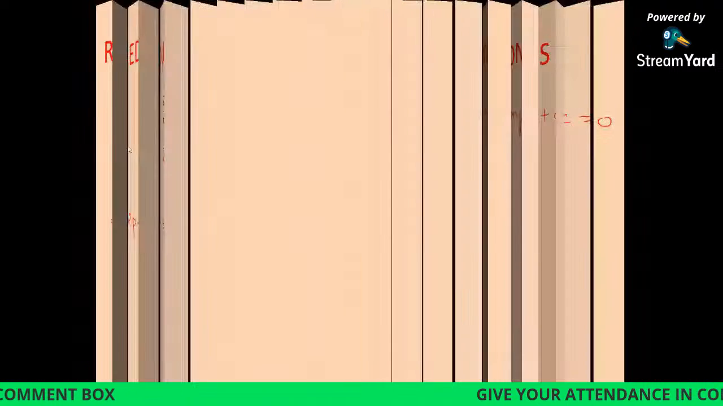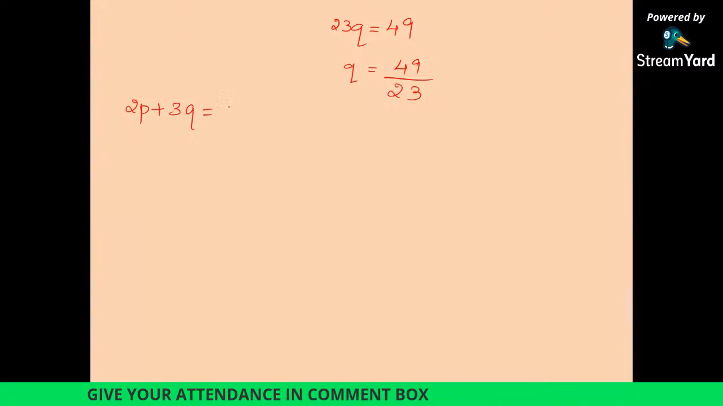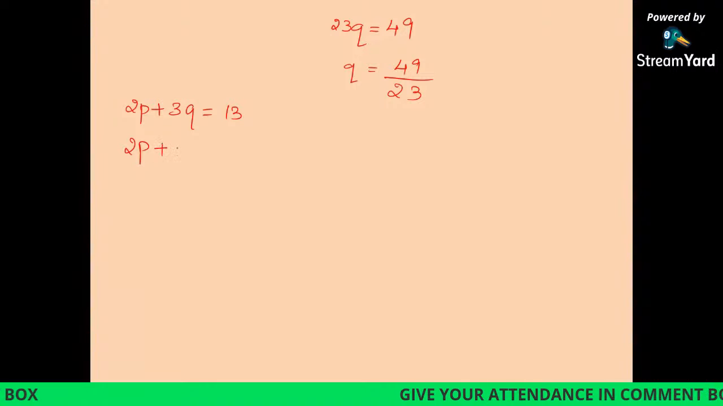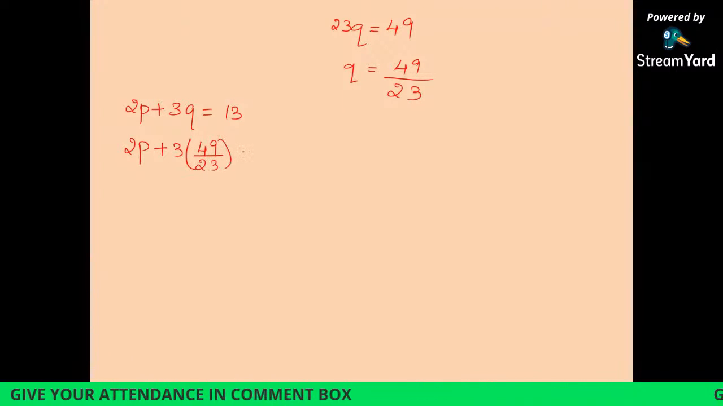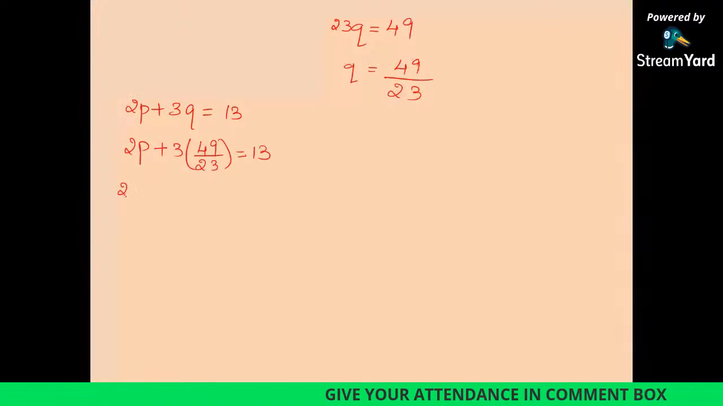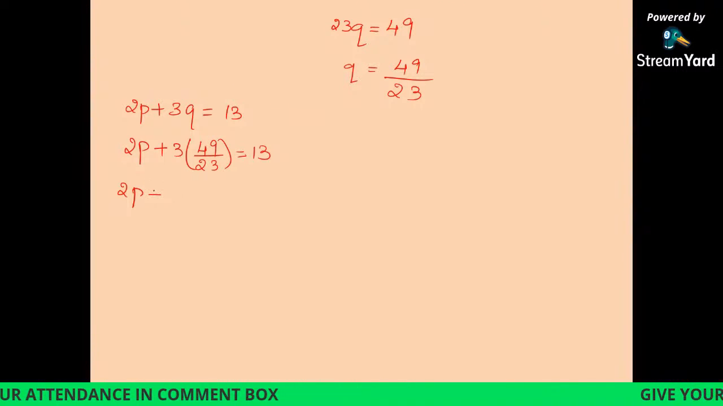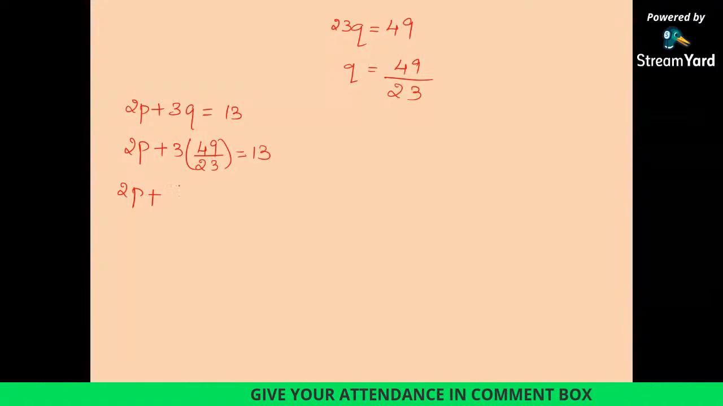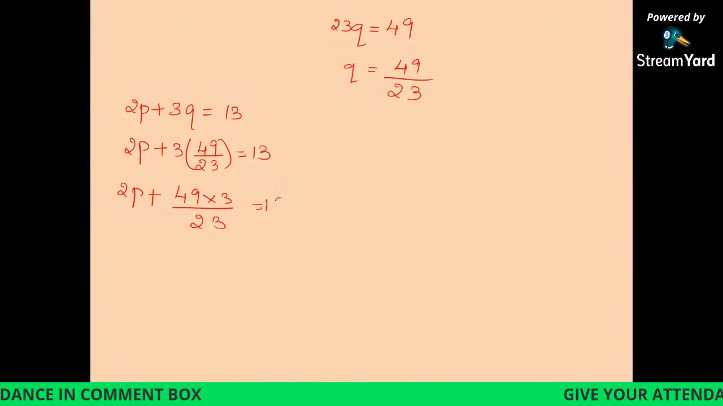I will write it once again: 2p plus 3q is equal to 13. Now substitute the value of q here. 2p plus 3 into 49 divided by 23 is equal to 13. Then you will get 2p plus, if you solve it, how much are you going to get? 49 into 3 divided by 23 is equal to 13.